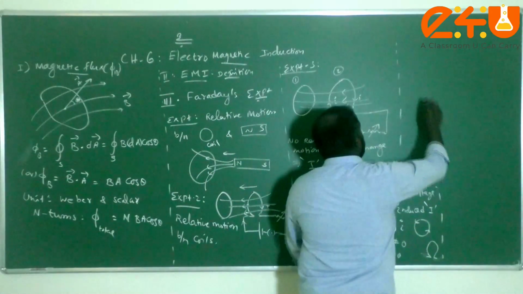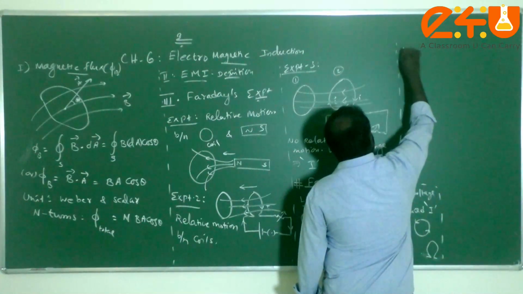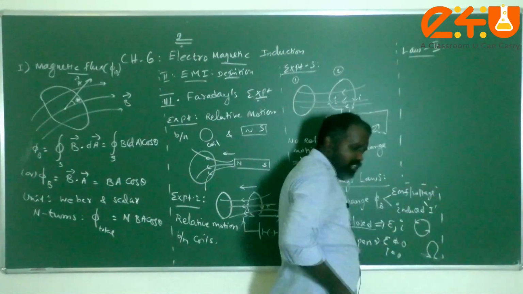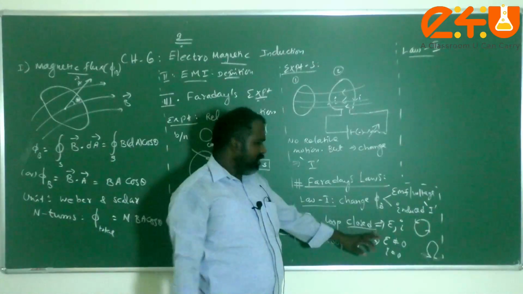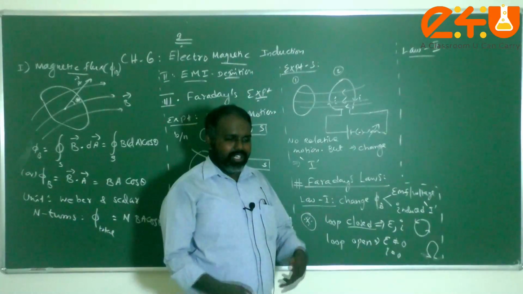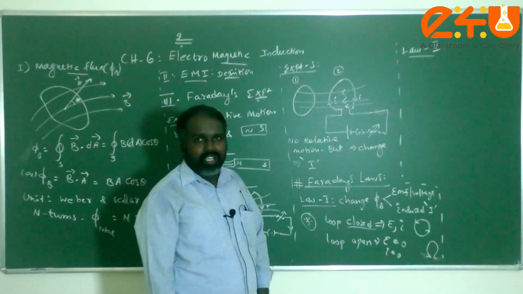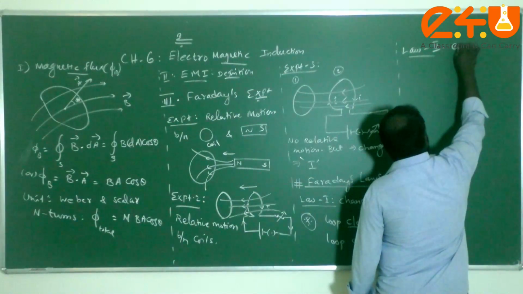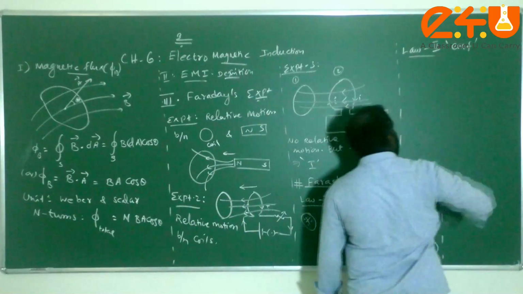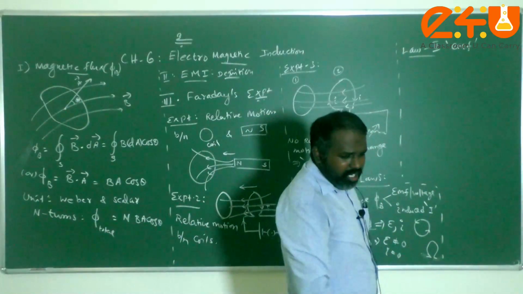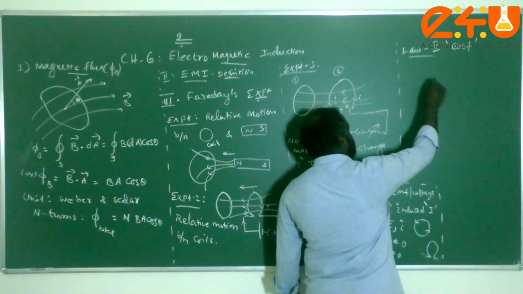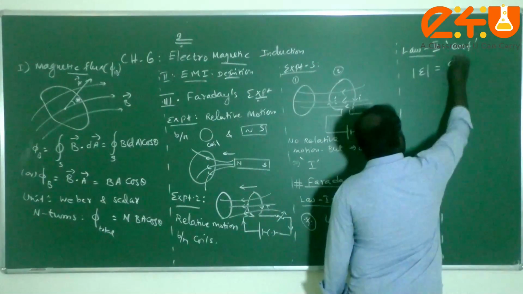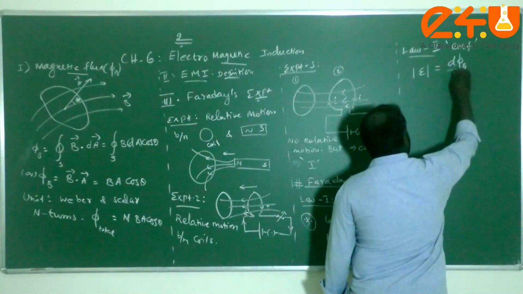So the second one is Faraday's second law. The second law is qualitative. The first law gives the condition when we can get the induced EMF or current, but the second law says how to measure the EMF value, the quantitative measurement of the induced EMF. It says that the magnitude of the induced EMF is equal to the rate of change of magnetic flux.